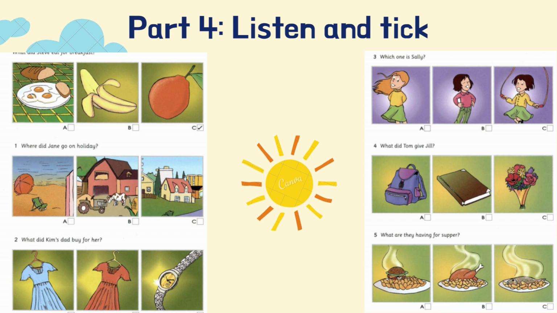Three. Which one is Sally? Look, can you see my friend Sally? No, I can't. Is she wearing trousers? No, she's wearing a green skirt. Has she got long blonde hair? No, she's got short brown hair. Oh yes, I can see her now.